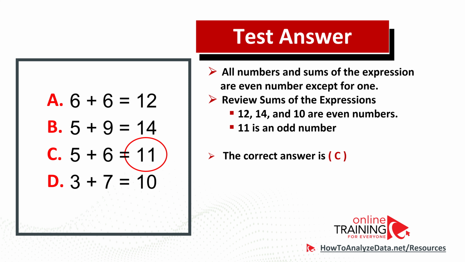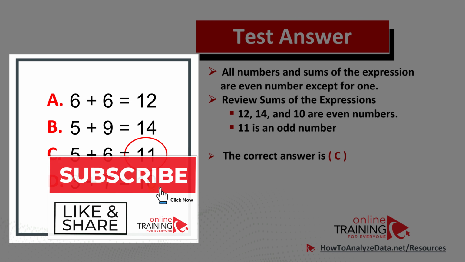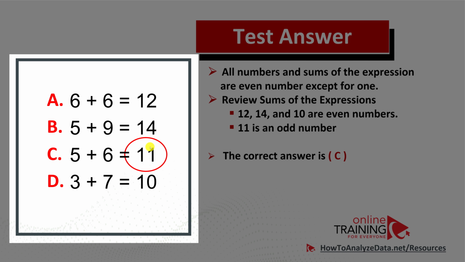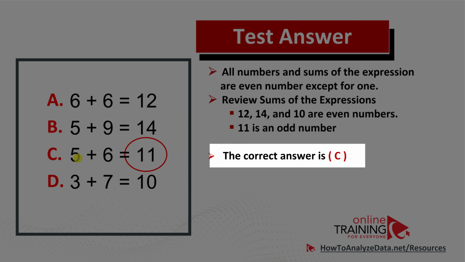Let me show you two ways you can solve this challenge. First, let's look on the right side of the expression. You see that the 12, 14, and 10 are all even numbers, and 11 is the odd number, so that should give you some clues. If you look on the left side of the expression, you see that 6 plus 6 is the combination of even numbers, and you see that 5 plus 9 and 3 plus 7 is the combination of odd numbers. So expression C stands out because you have combination of odd and even numbers in the choice C. So the correct answer, as you might have figured out, is choice C.